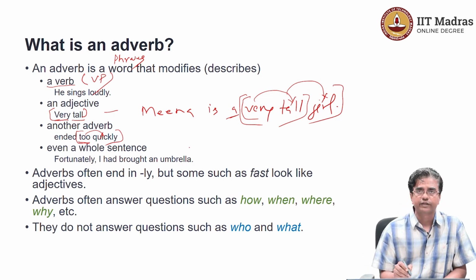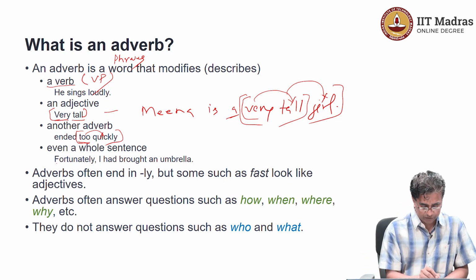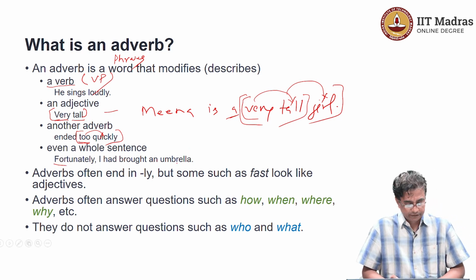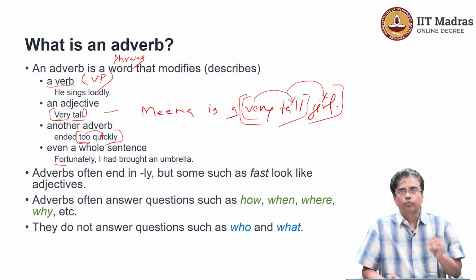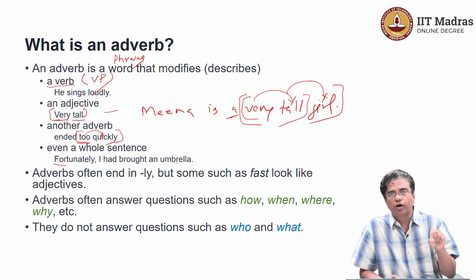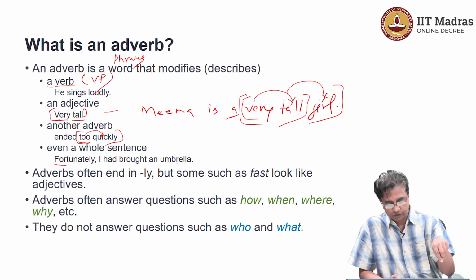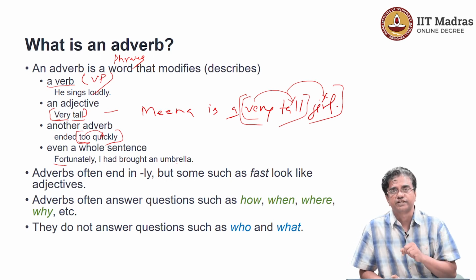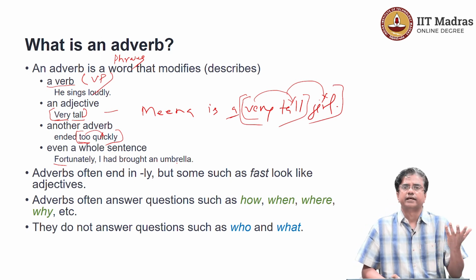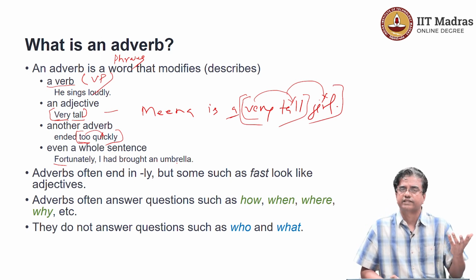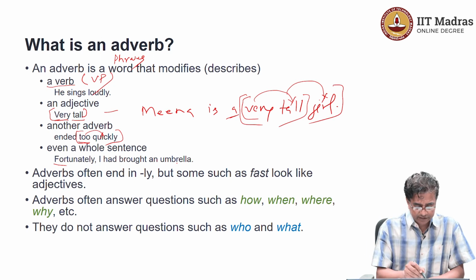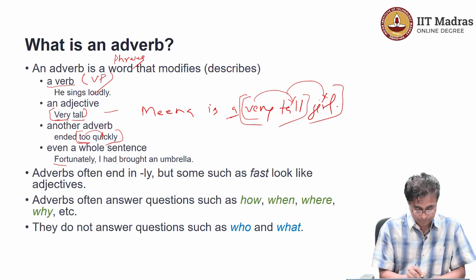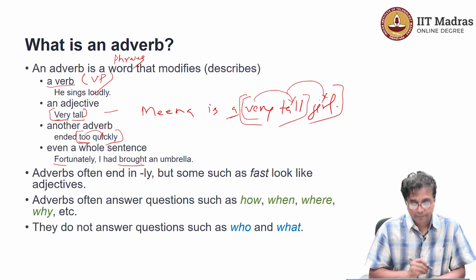They modify the whole sentence. Sure, they do. When we say, fortunately, I brought an umbrella. So this is a modifier. This is modifying this by virtue of being at the initial position in a sentence. It appears like it's modifying the whole sentence. True, but within the sentence, it is talking about bringing.